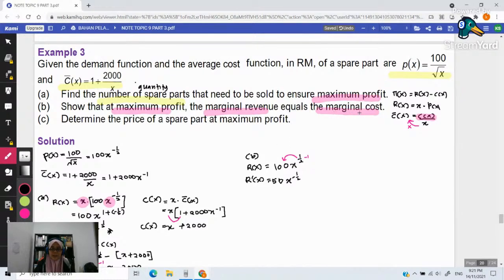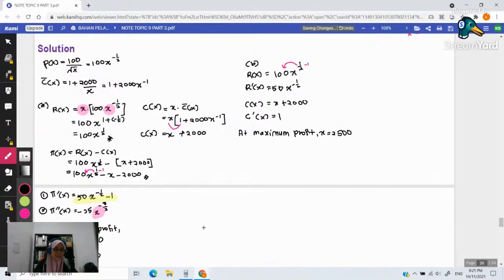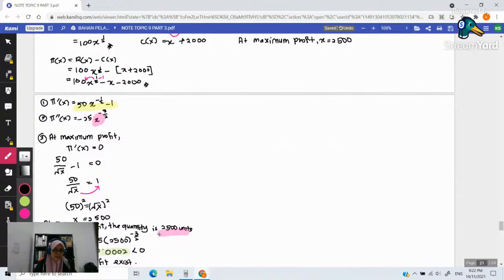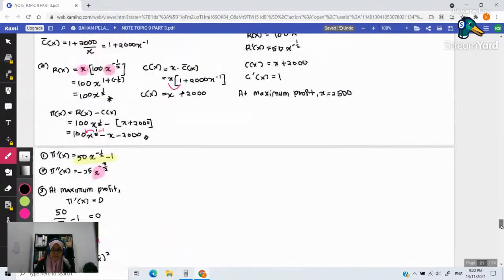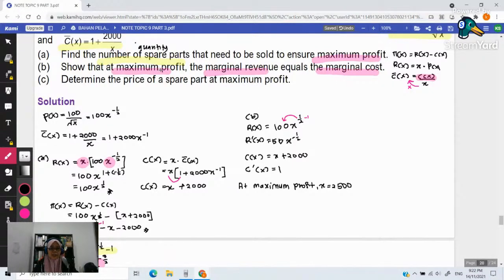Then we need to find the marginal cost. The cost function is equal to x plus 2000. So marginal cost, that means C prime x, differentiating x, is equal to 1. The question says show that at maximum profit, marginal revenue equals marginal cost. So at maximum profit, x equals 2,500 from the previous one. At maximum profit, the quantity is 2,500, so this represents x.